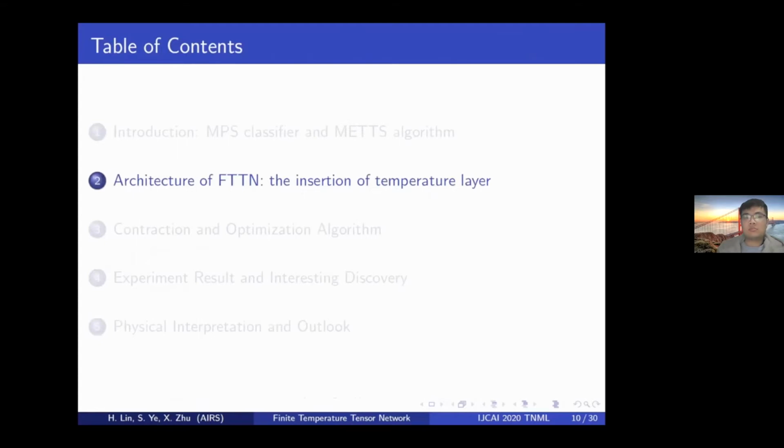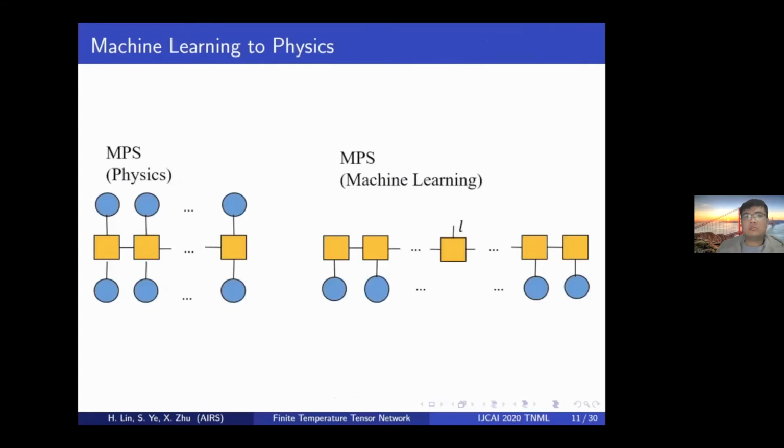Inspired by the METTS algorithm, we propose the MPS framework at finite temperature. In the first step, we transfer the tensor network structure in machine learning representation into physical representation. The feature maps are transformed into two input functions as shown in the slide. Then we can see that the main difference is the number of edges, or the rank of the tensor. For the weight tensor, we want to introduce an extra edge.